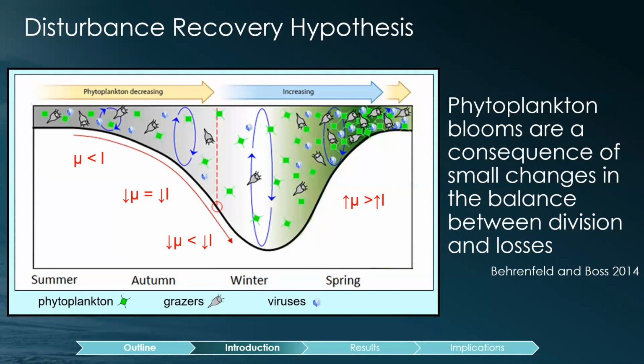The mixing rate is at its maximum. And so here in the summer, you have overgrazing and tons of loss and mortality going on because the water column has been stable for some while. So you have phytoplankton decreasing because your losses are greater than your growth.